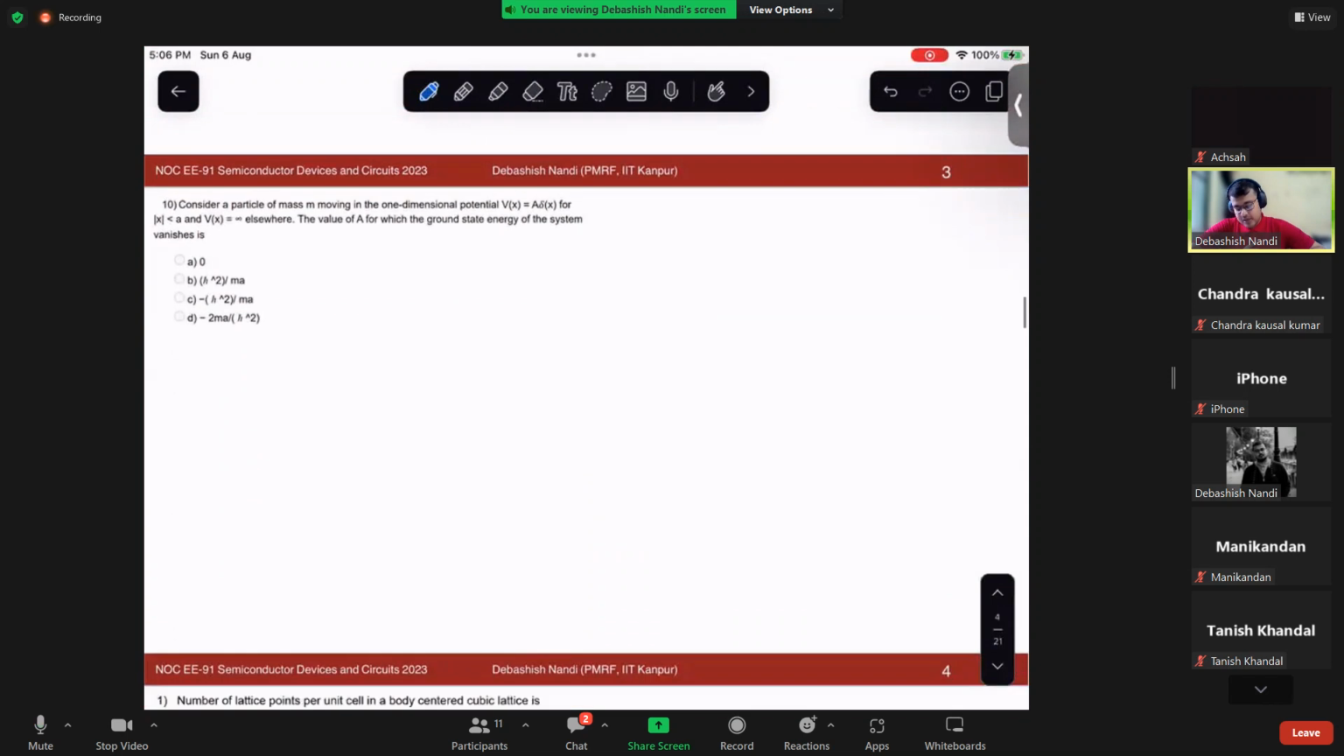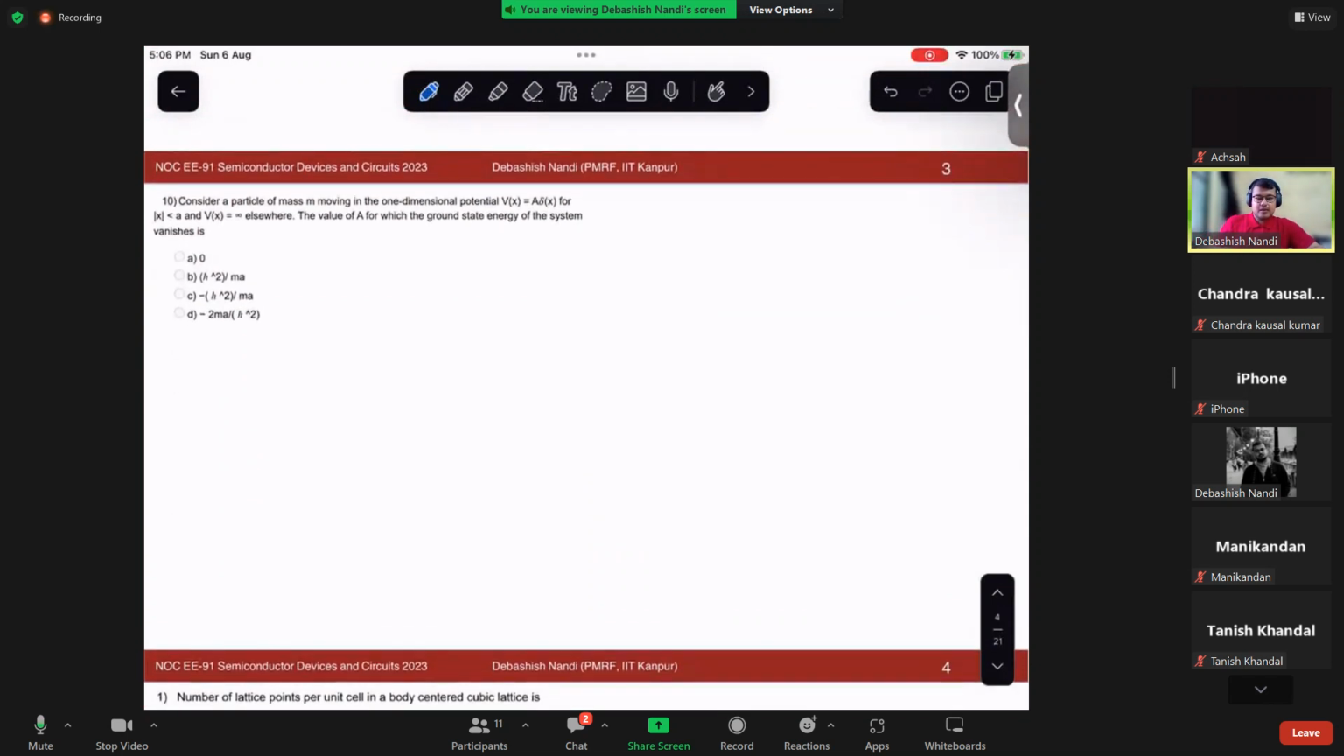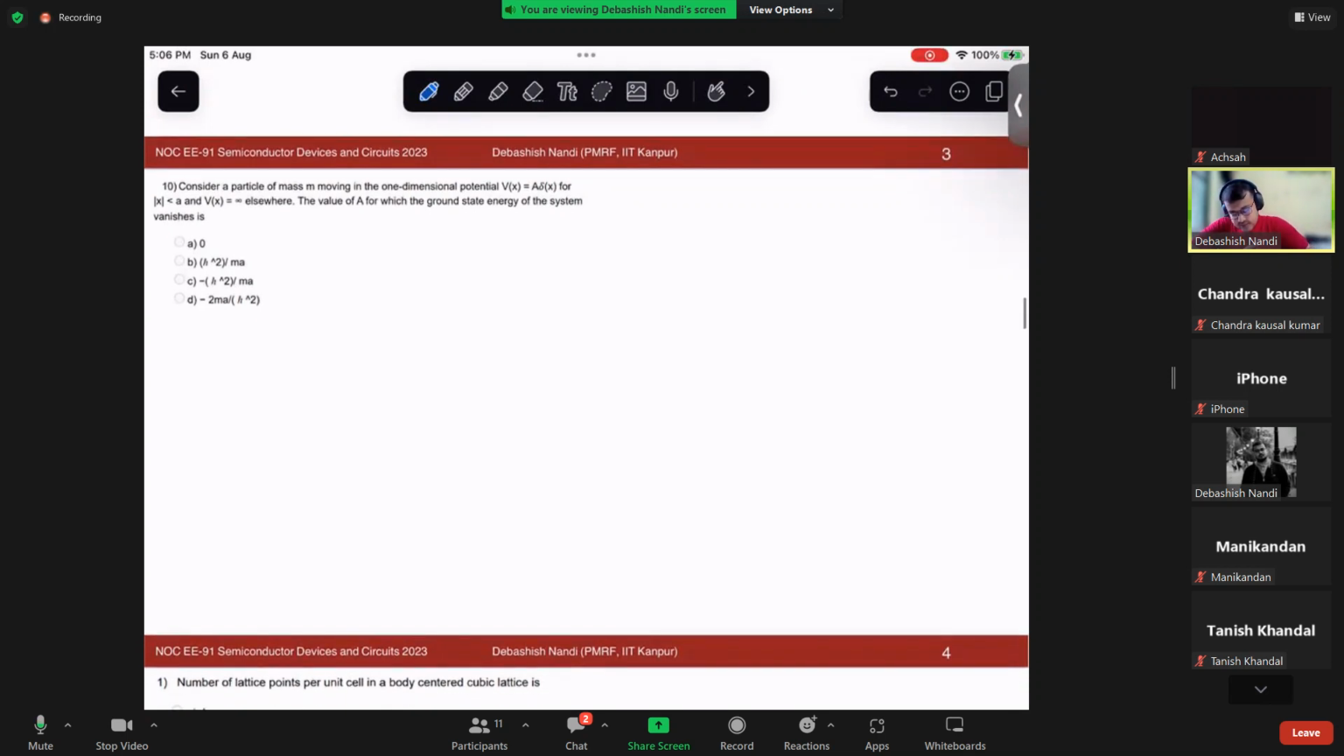So let's begin. Last week I could not complete one problem, so I will start with that. Let us go through the problem. It says: consider a particle of mass m moving in a one-dimensional potential. Some potential function is given for mod x less than 1, like this. First, can any of you tell me what this function means? Are any of you aware of this Dirac delta function? You can unmute and tell me.